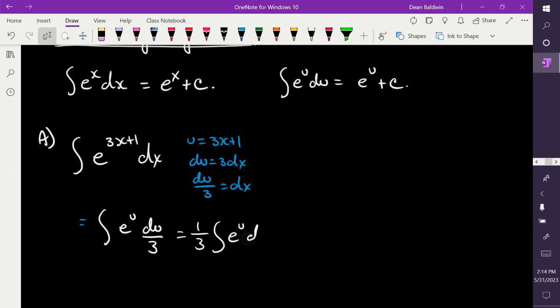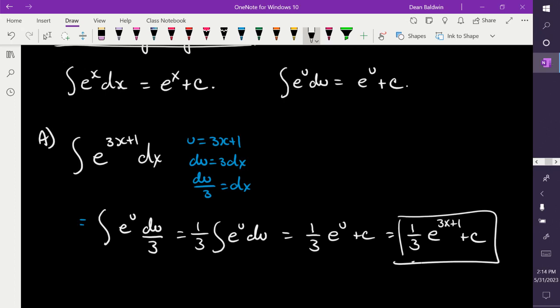You can pull the 1/3 out. You don't have to, but if you want to. And then what's the integral of e to the u? So we just have, remember the 1/3, e to the u plus c, put in what u was. That's it. This is what we're going to do every time.